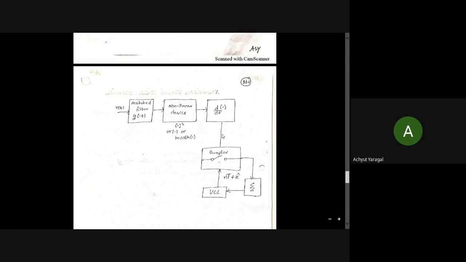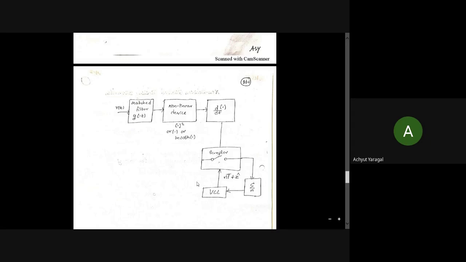Right, the differentiation output is given to the sampler here, and it will determine at what time you have to sample, and everything will be given by the VCC. VCC is nothing but the voltage controlled clock here, which will have input from the summation. That is, again the loop filter will be there here, and it is going to control the bandwidth here.